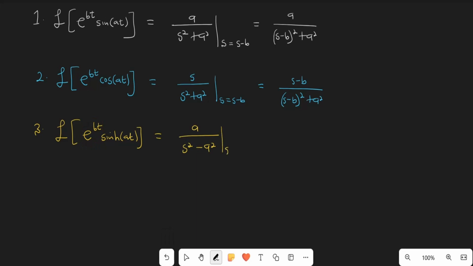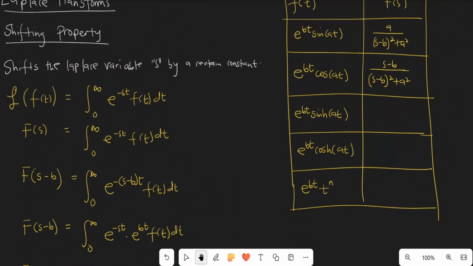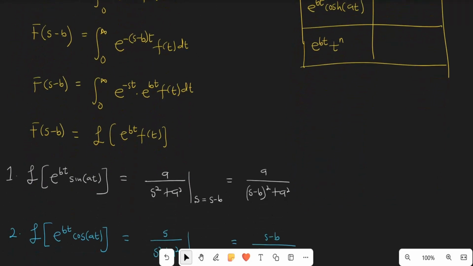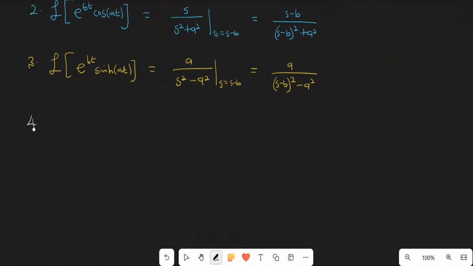Then we are going to put s to be equal to s minus b. So this one is equal to a all over (s minus b) all squared minus a squared. And this one is the Laplace transform of e to the bt multiplied by the sine hyperbolic of at. So here we have a divided by (s minus b) all squared minus a squared. Cool. Now the next one is going to be the cosine hyperbolic of at multiplied by e to the bt. The Laplace transform of e to the bt multiplied by cosine hyperbolic of at, like this.